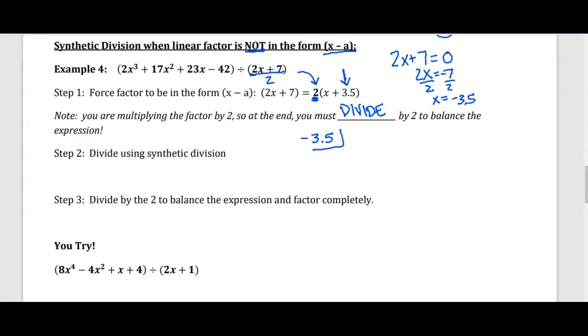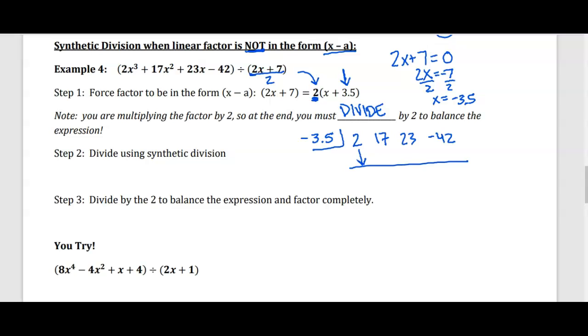And now I'm going to list all the coefficients of my polynomial. I'm going to make sure it's in standard form, and I need no placeholders. So here I go, 3, 2, 1, negative 42, so I'm good. So I'm going to list all my coefficients. I have a 2x cubed, a 17x squared, a 23x, and a negative 42. I'm going to put my bar down, and we're going to follow our pattern.